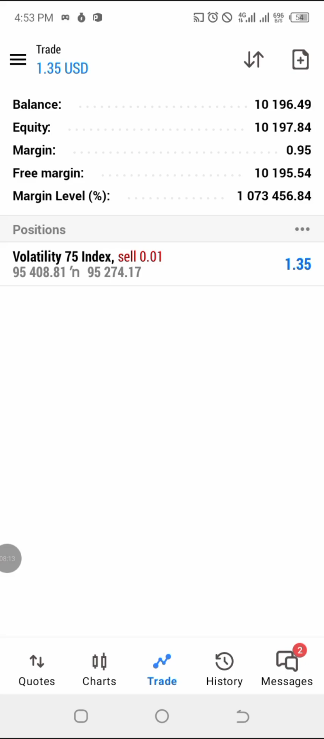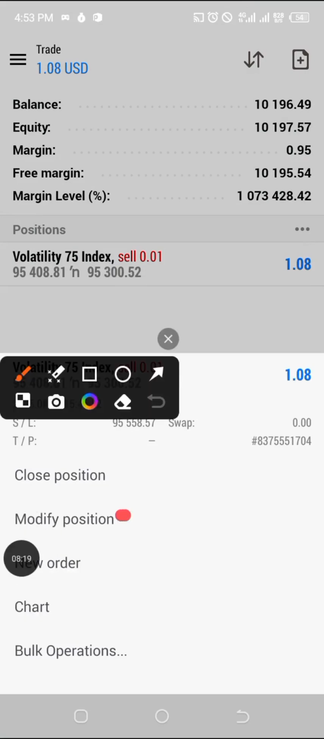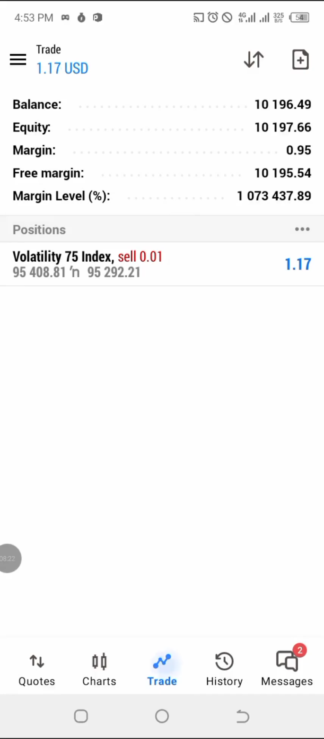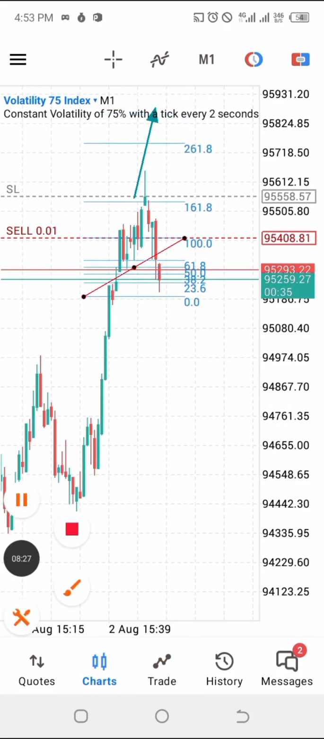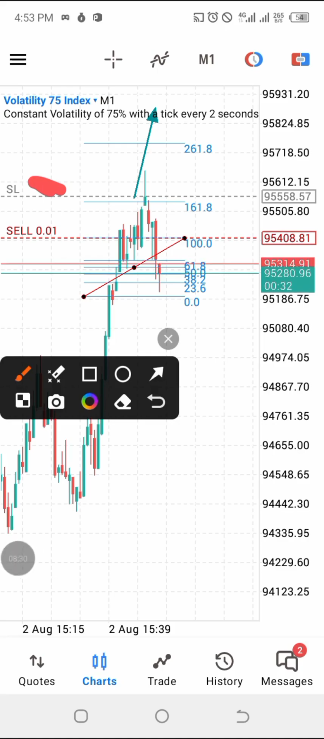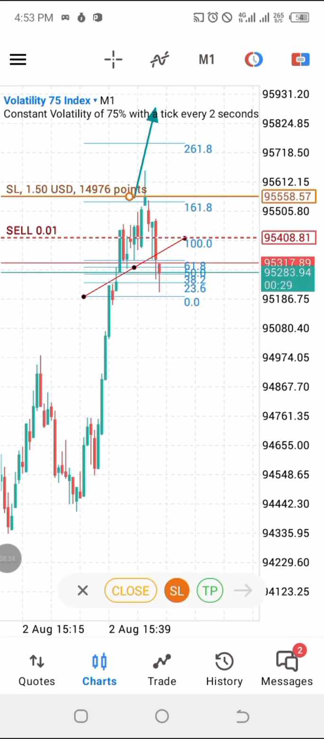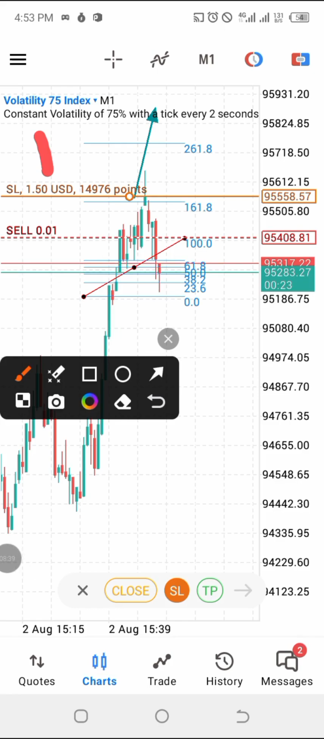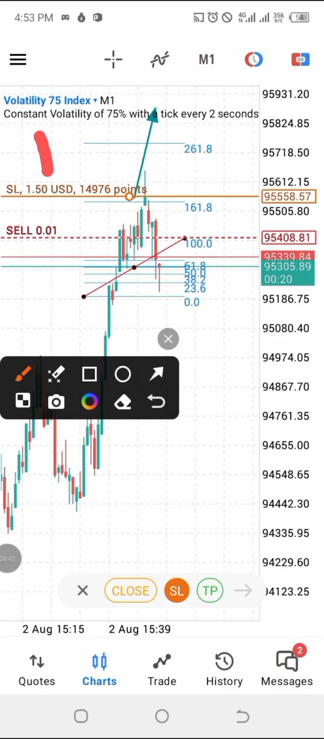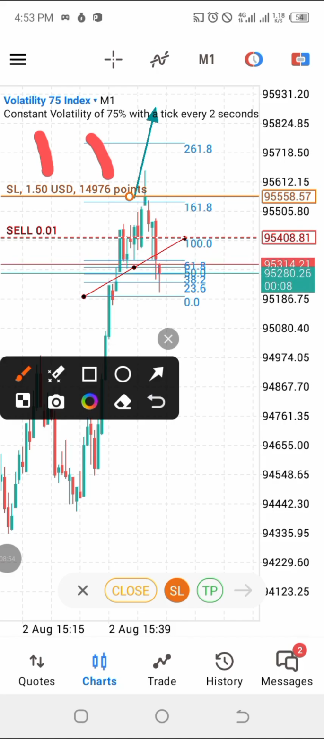You know where I tapped now? I tapped here, then I chose modify position. So you see now, once you tap here, can you see? It's showing me that if this trade should go against me, I will lose $1.50, like I said earlier, which is worth 15 pips, that's 14,976 points. Yes, approximately 15,000 points.